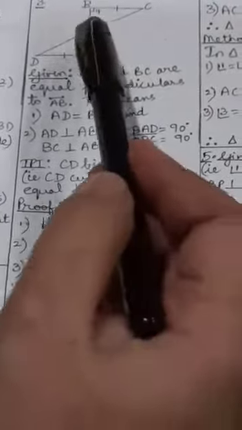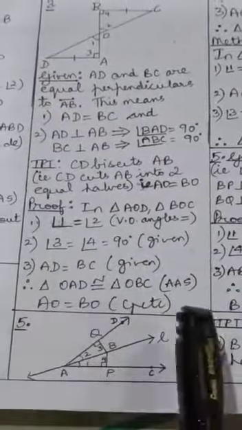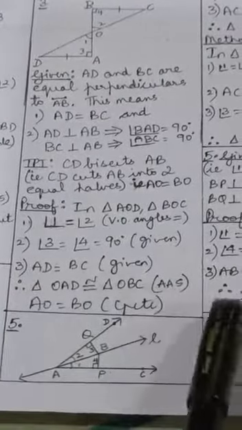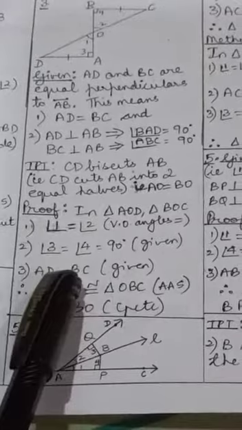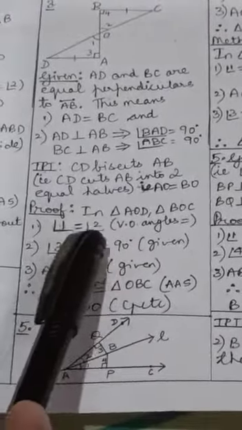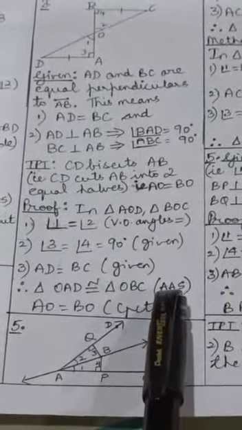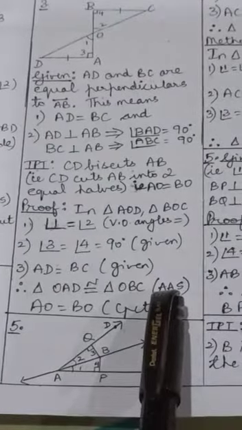So this is about two pairs of equal angles and one pair of equal sides, the sides not being the included side. So the rule is AAS. Angle, angle, side. So now these two triangles are congruent to each other by the AAS congruence criterion.